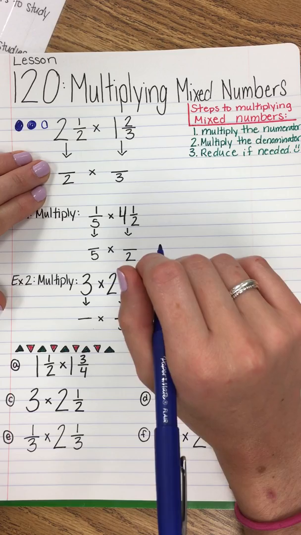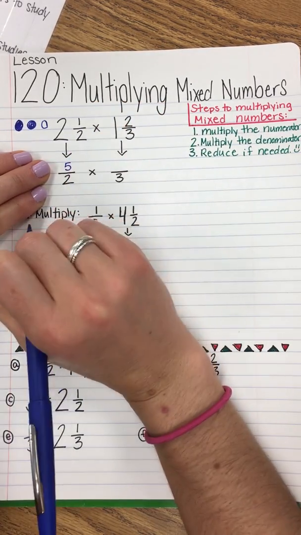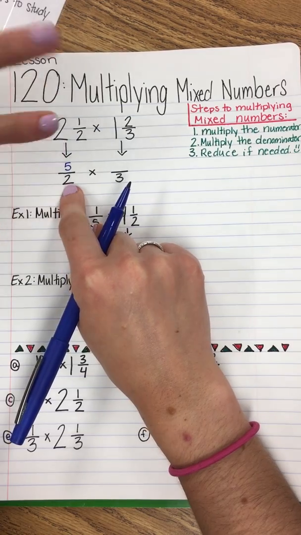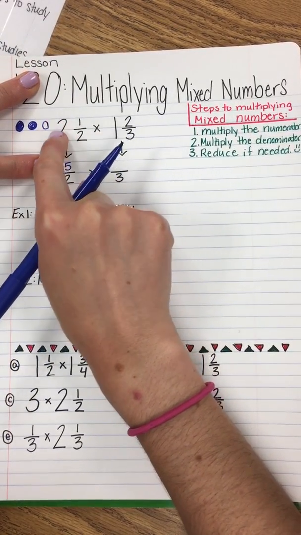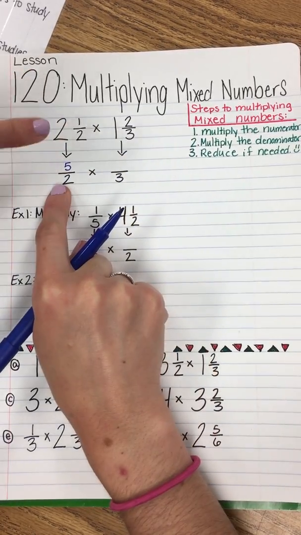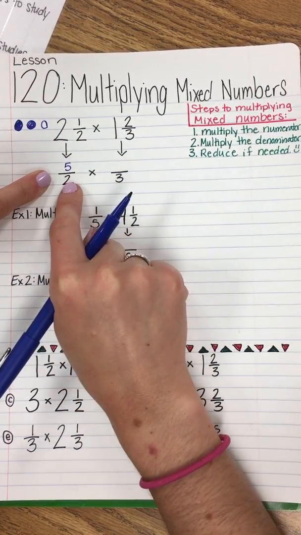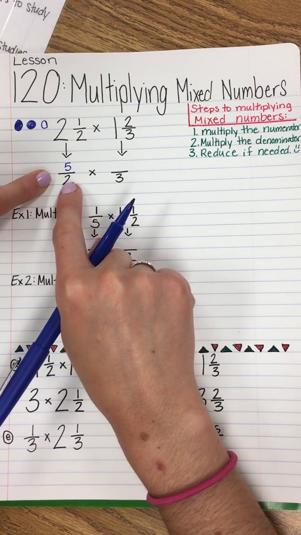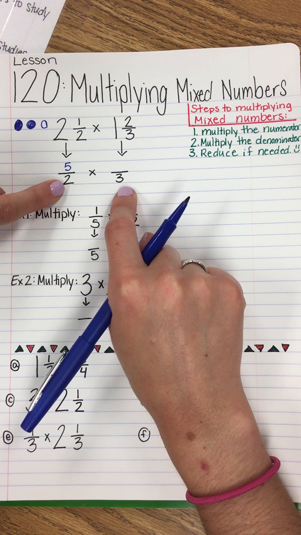2 and 1/2 changed to an improper fraction is 5 halves, right? Because 2 can go into 5 2 times with 1 left over, which would make it 2 times 2 plus 1 is 5, so 5 halves. The denominators always stay the same. You're going to say, Miss Sparks, we can't work with denominators that aren't common denominators.